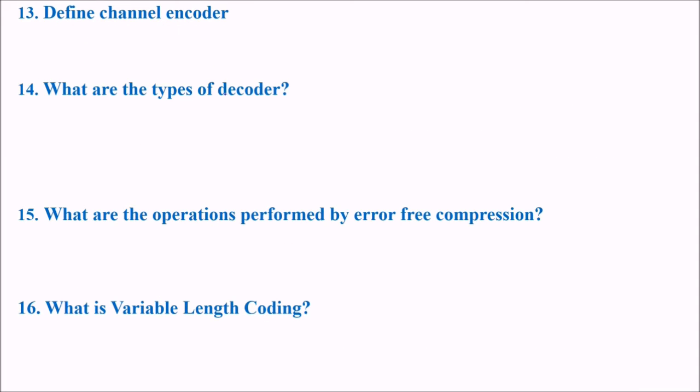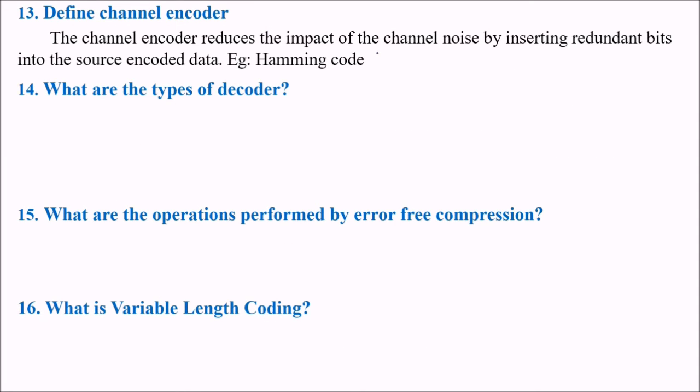Define channel encoder. The channel encoder reduces the impact of channel noise by inserting redundant bits into the source encoded data. For example, Hamming code. This Hamming code is an example.